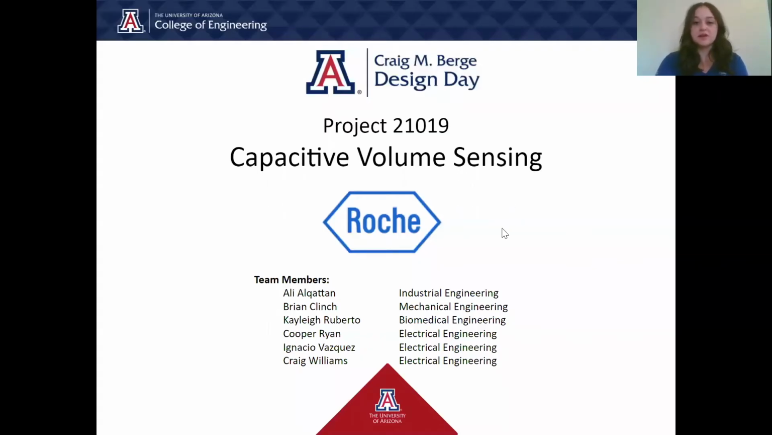We're Team 21019 Capacitive Volume Sensing. Our sponsor is Daniel O'Connor at Roche Tissue Diagnostics. On our team, we have one industrial engineer, Ollie, one mechanical engineer, Brian, one biomedical engineer, myself, Kaylee, and three electrical engineers, Cooper, Ignacio, and Craig.